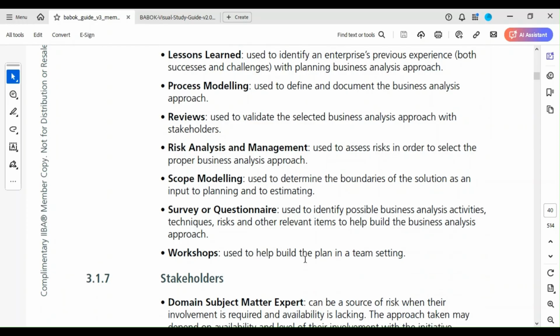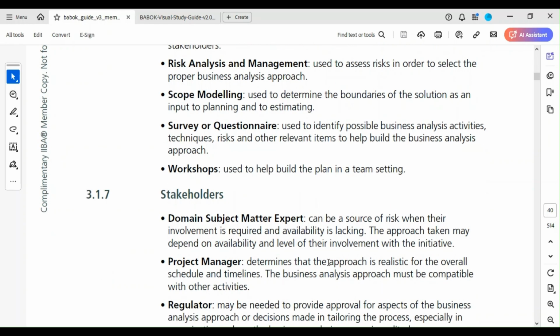When you build up a model to show, like in a diagram form, the flow, how this goes, it helps with understanding. Reviews: used to validate the selected business analysis approach with stakeholders. Risk analysis and management: used to assess risk in order to select the proper business analysis approach. Scope modeling: used to determine the boundaries of the solution as an input to planning and estimating.